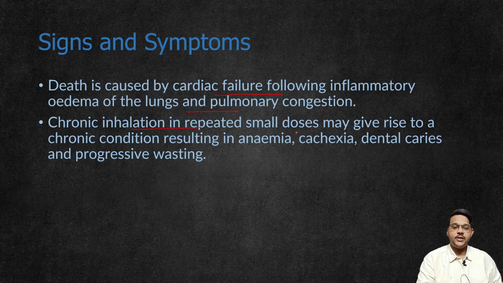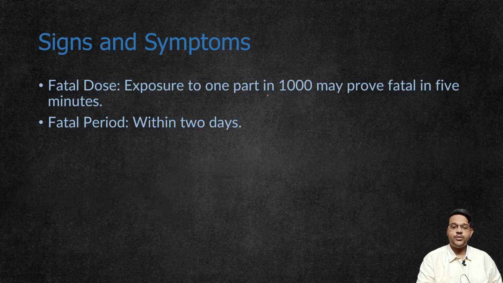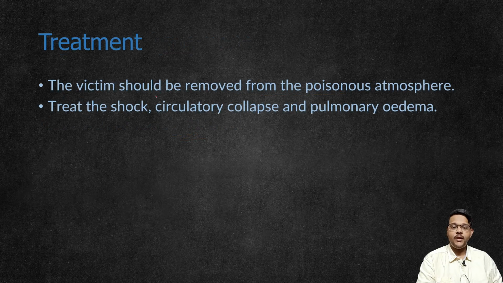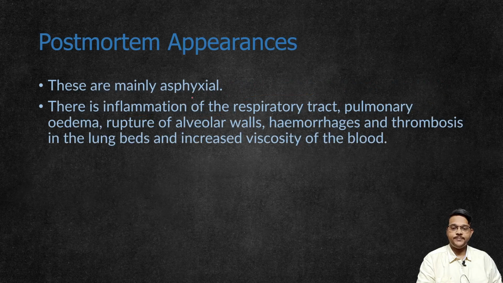Chronic inhalation of repeated small doses may give rise to chronic conditions like anemia, cachexia, dental caries, and progressive wasting. Fatal dose: exposure to 1 part in 1,000 may prove fatal in 5 minutes, so it acts very fast. Fatal period is up to within 2 days. Treatment: the victim should be removed from the poisonous atmosphere. Shock, collapse, and pulmonary edema are treated symptomatically.